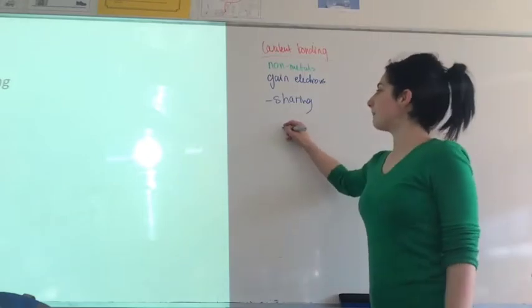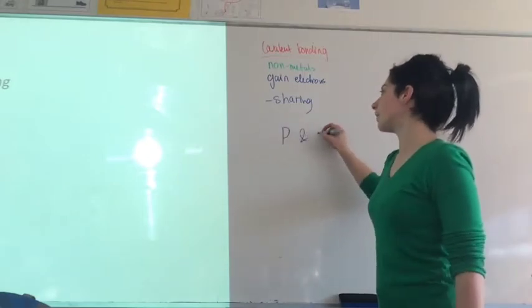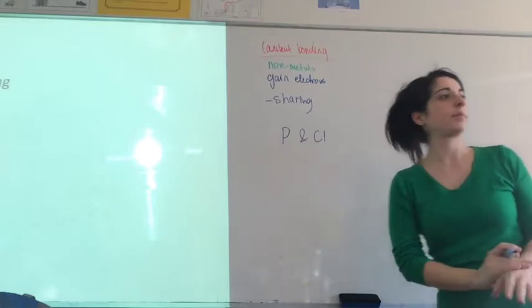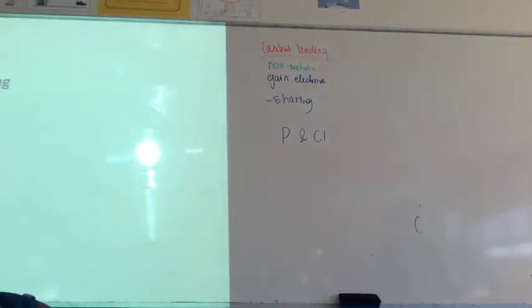So let's say we wanted to look at phosphorus and chlorine bonding together covalently. Now, they're both non-metals, so we know it would be covalent bonding. Where might we start? No? Josh, how many electrons does phosphorus require to fill its outer shell?